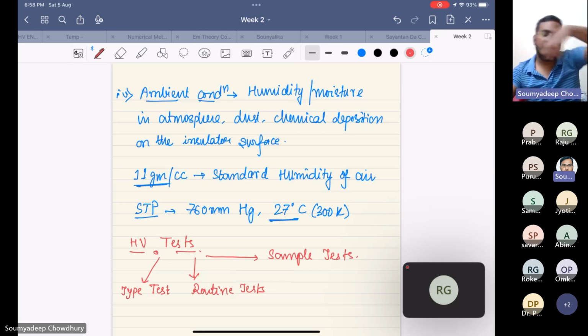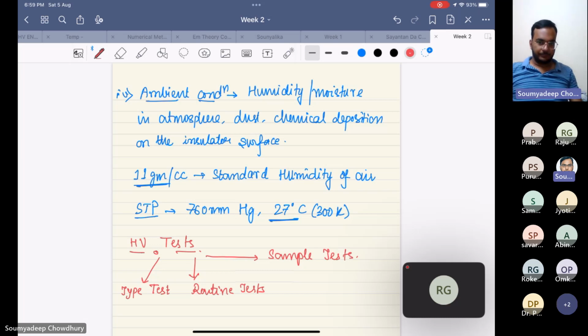So the type test is basically done to verify or to understand the main design characteristics, and it is done normally on a small number of samples, only once, for a new design. Suppose a new design of an insulator is made, and we perform the type tests on a small number of samples. Say there are 100 insulators. We take some 10 or 15 insulators, and we perform our type tests on them to check whether it meets the main design criteria.